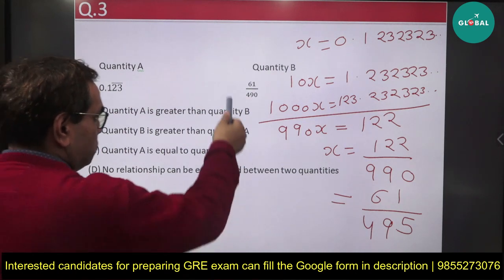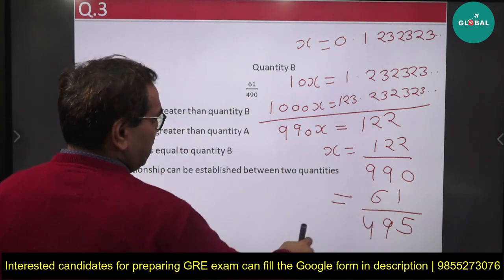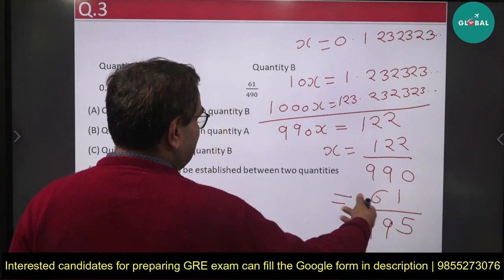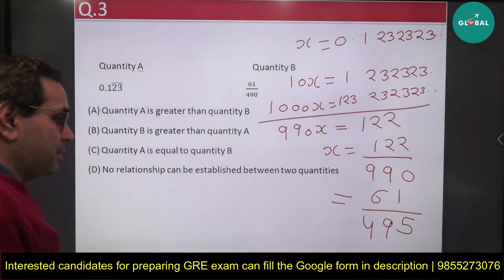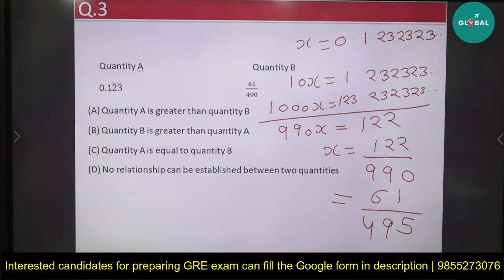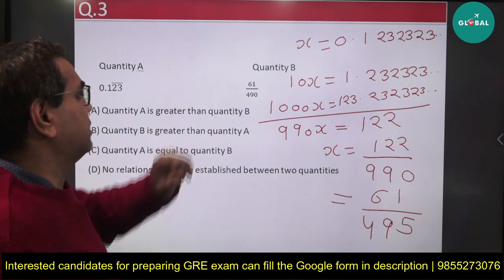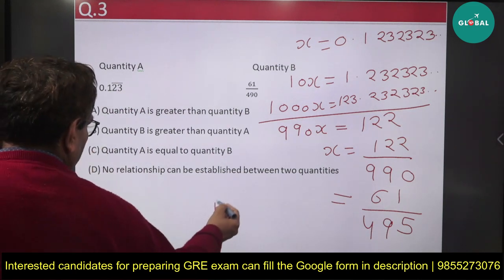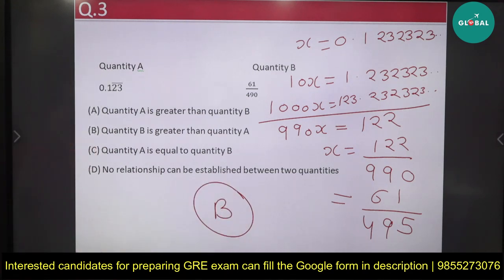Since both have the same numerator but the denominator of this number is more, this number is lesser. The number whose denominator is greater will be the smaller number. So clearly quantity B is greater than quantity A. Okay, so our answer is B. Such questions you may get from number system. This question we have taken.